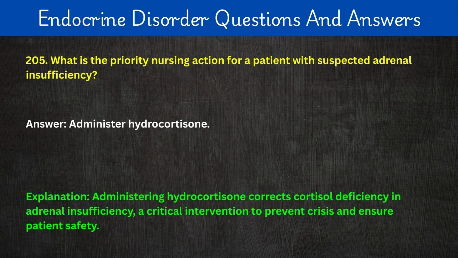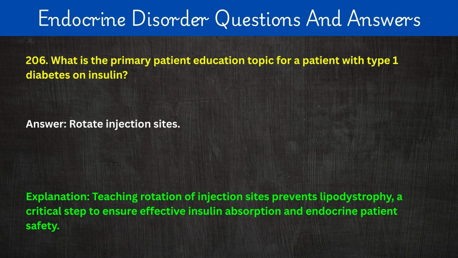205. What is the priority nursing action for a patient with suspected adrenal insufficiency? Answer: administer hydrocortisone. Explanation: administering hydrocortisone corrects cortisol deficiency in adrenal insufficiency, a critical intervention to prevent crisis and ensure patient safety.